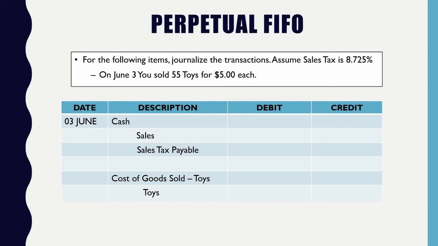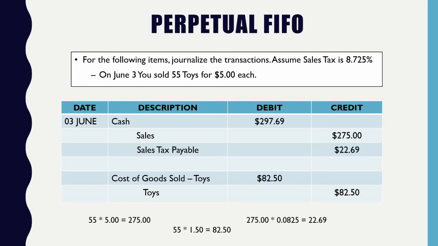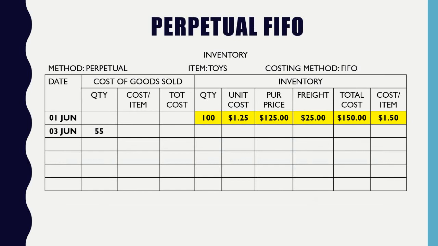Again, we need to solve for how much it cost me to sell those 55 items. So that's what we're going to do. We go to our table, because we're focusing on figuring out how much it costs me, because I have to take it off of my inventory. I can't say that I have 100 toys when I actually sold 55 of them, so I should have X amount left.